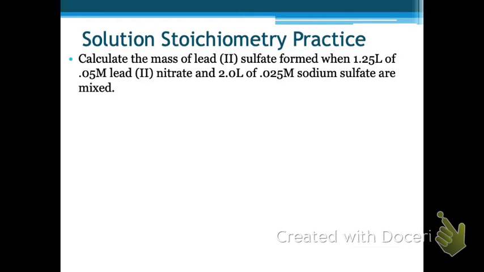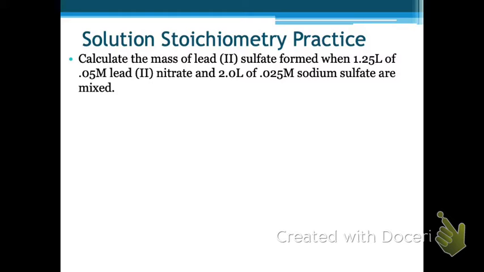We're going to move on to using stoichiometry to help us predict what happens in a mixture of solutions, right? If we have these dilutions, or these mixtures, and we're looking to form a precipitate, we're going to take that into account with stoichiometry. So this says: calculate the mass of lead sulfate formed when 1.25 liters of a 0.05 molar lead nitrate and 2.0 liters of 0.025 molar sodium sulfate are mixed. That sounds like a lot, right? That's a lot to take in.